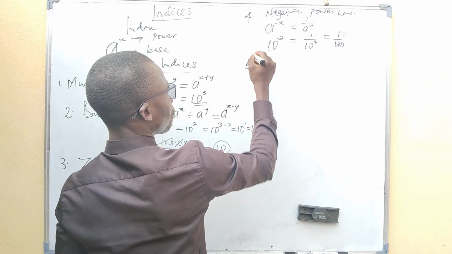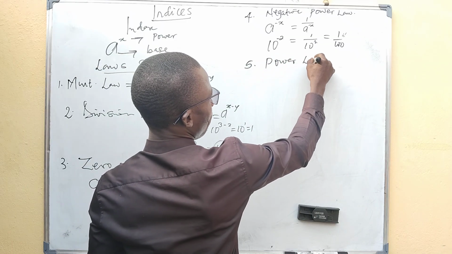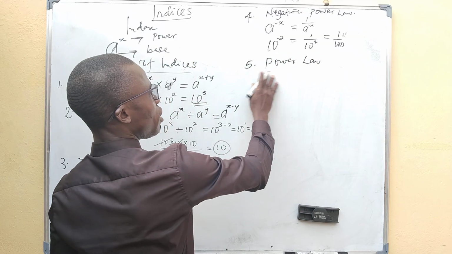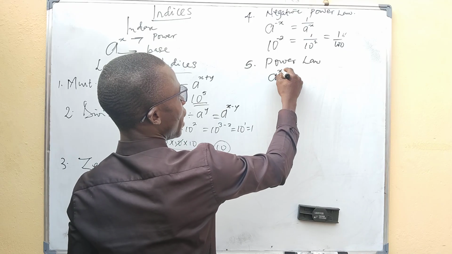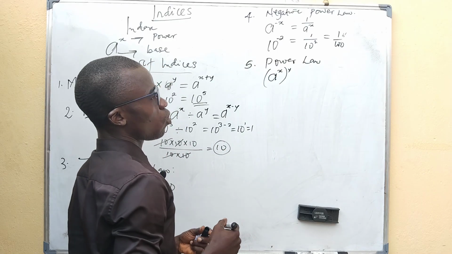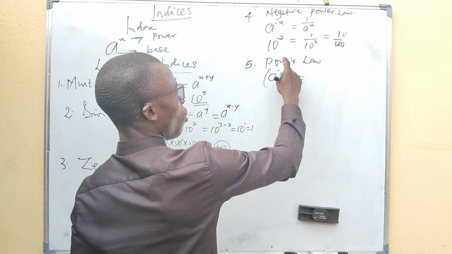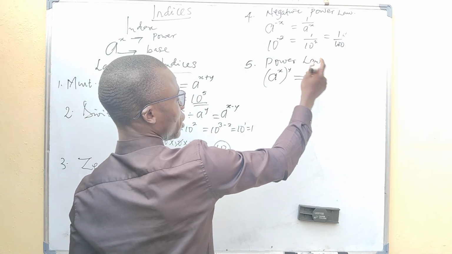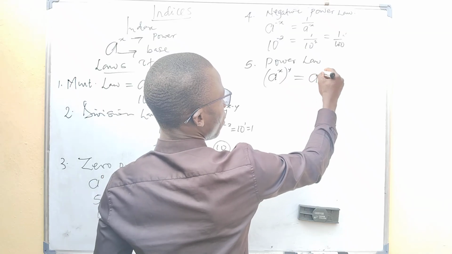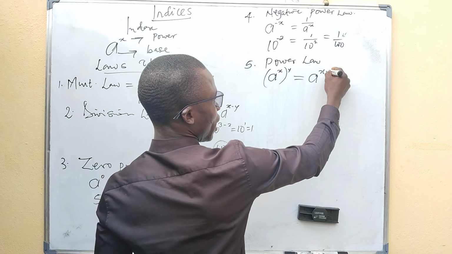Number 5 law is the power law. So in the power law, if I have a raised to power x, then raised to power y, so what would that be? It will be a raised to power x times y, that is, a raised to power xy.